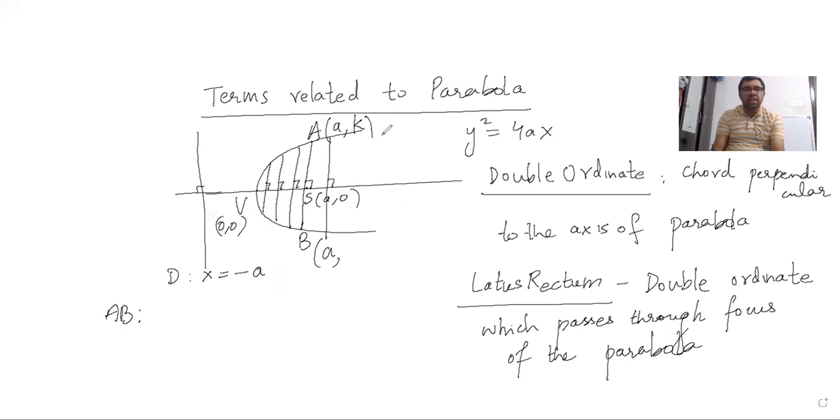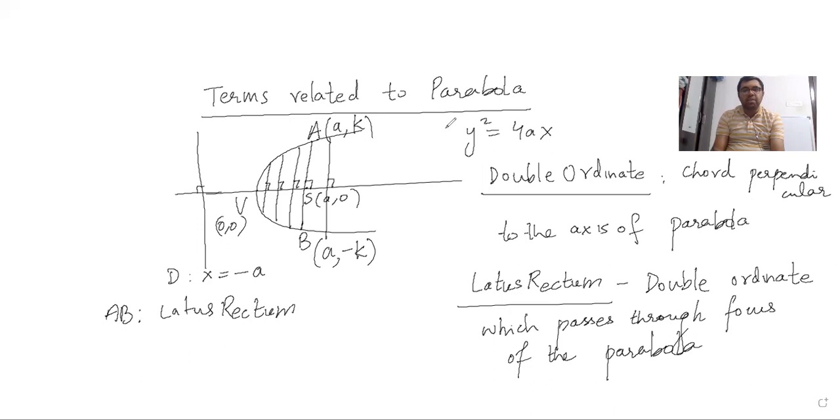If suppose this is k, this will be minus k. Okay. So now AB is basically the latus rectum here. Let me just specify, AB is the latus rectum of the parabola. Now, if I want to find the length of the latus rectum, I must know the value of k. So the coordinates of A are a comma k.